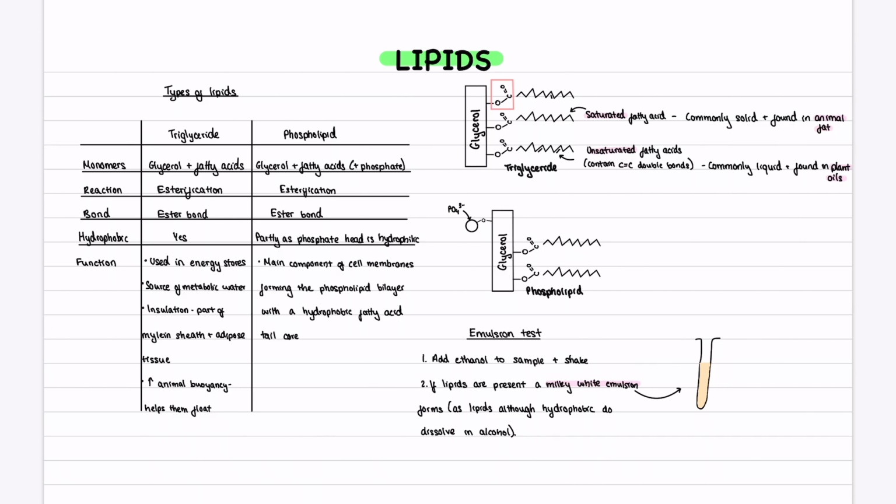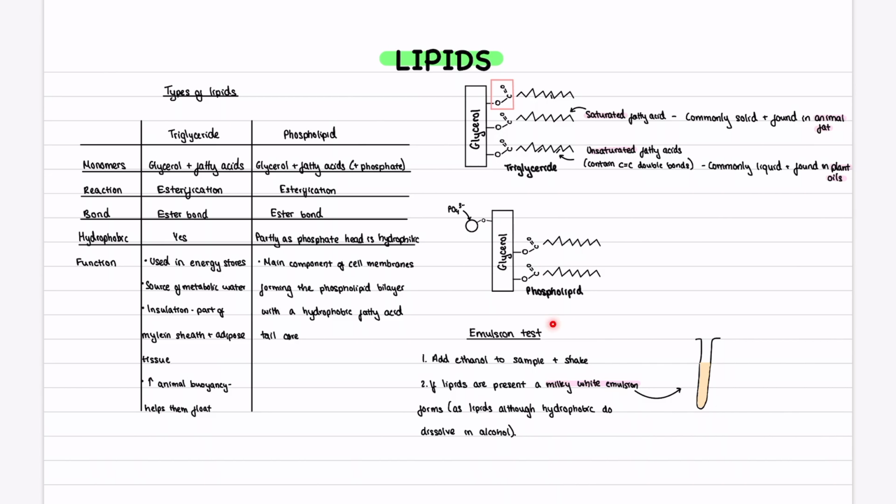Now, as the phosphate is polar, it makes it soluble in water, making it hydrophilic, but the fatty acid tails are still hydrophobic. Due to this adaptation, phospholipids are the main component of cell surface membranes as they form a phospholipid bilayer with a hydrophobic fatty acid core. Again, as with triglycerides, the fatty acid chains can be saturated or unsaturated, but the presence of an unsaturated chain will make the membranes more fluid-like due to the weaker intermolecular bonding.